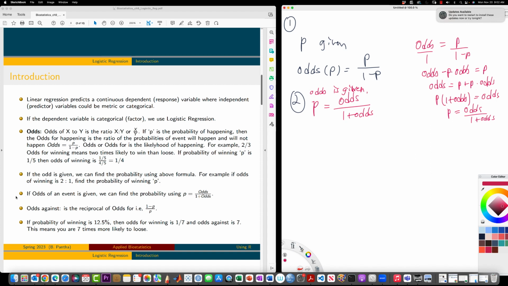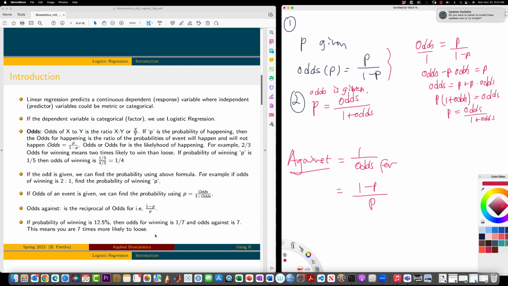So that's what it is talking about. If the odds of an event are given, we can find the probability using P equals odds over 1 plus odds. So that is for the odds for P. If you want to find the odds against, then it is just the reciprocal of that. The reciprocal of the odds for is 1 over odds for, right? That is basically 1 minus P over P. That's the reciprocal of that thing. That's the odds against formula.